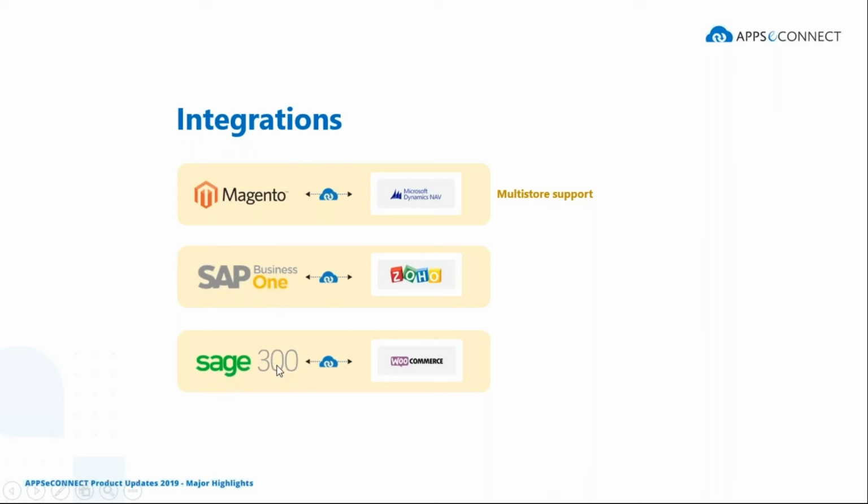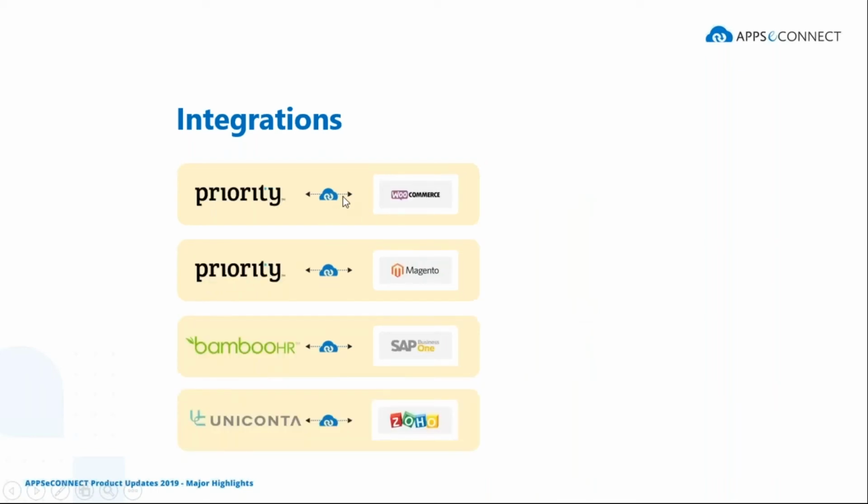Sage 300, as I told you, is now supported inside APPSeCONNECT. So it is readily supported. All the schemas and APIs are already connected. So you just have to go and grab this connection, which connects to commerce, or you can connect Sage 300 to any of the applications that we support, or any of the REST or other protocol based connections. Some other connectors are Priority, which is an ERP, and Shopify. There is Bamboo HR, which is an HR solution which connects to SAP B1. There is Uniconta, Zoho. All these are created and time tested.